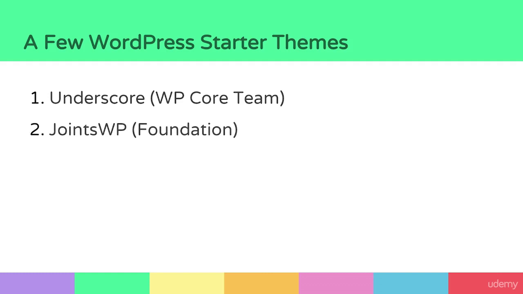So the next one I want to mention is a personal favorite of mine, Joints WP. The reason I like this one is because it's bundled with Foundation, the CSS framework from the folks at Zurb. And I'm a big Foundation fan. I've used it for a while. Because of this, I really like Joints WP because it already has my favorite CSS framework bundled in there. It also has a lot of other great things, some great functionality, some really good architecture, and I'm a big fan of it. So I'm going to mention that one here as an alternative to Underscores.